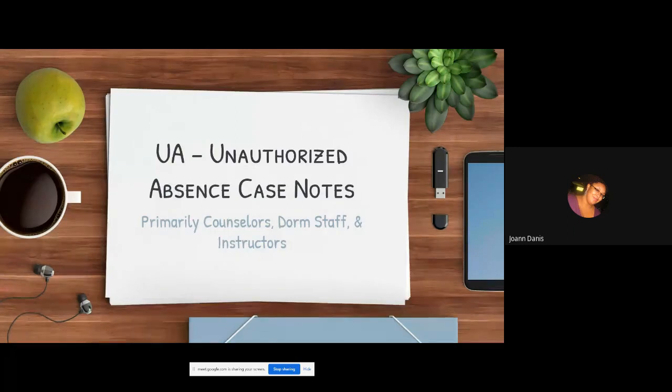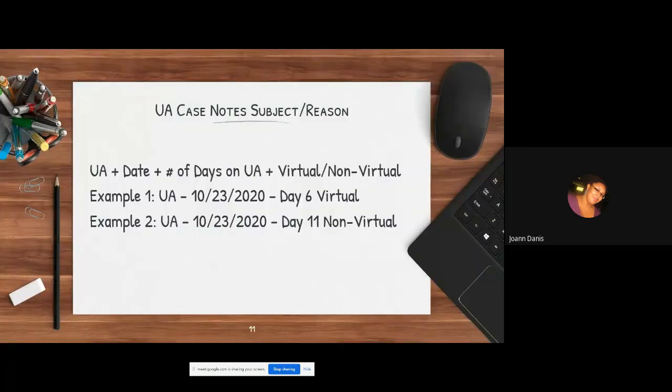The next case note would be the unauthorized absent case notes. Primarily, counselors, dorm staff, and instructors will be doing these. UA case notes, subject lines and reasons are very simple. UA plus the date plus the number of days on UA, if they're virtual or if they're non-virtual, okay? They can find the days of UA on the morning report or in the student's profile, okay?